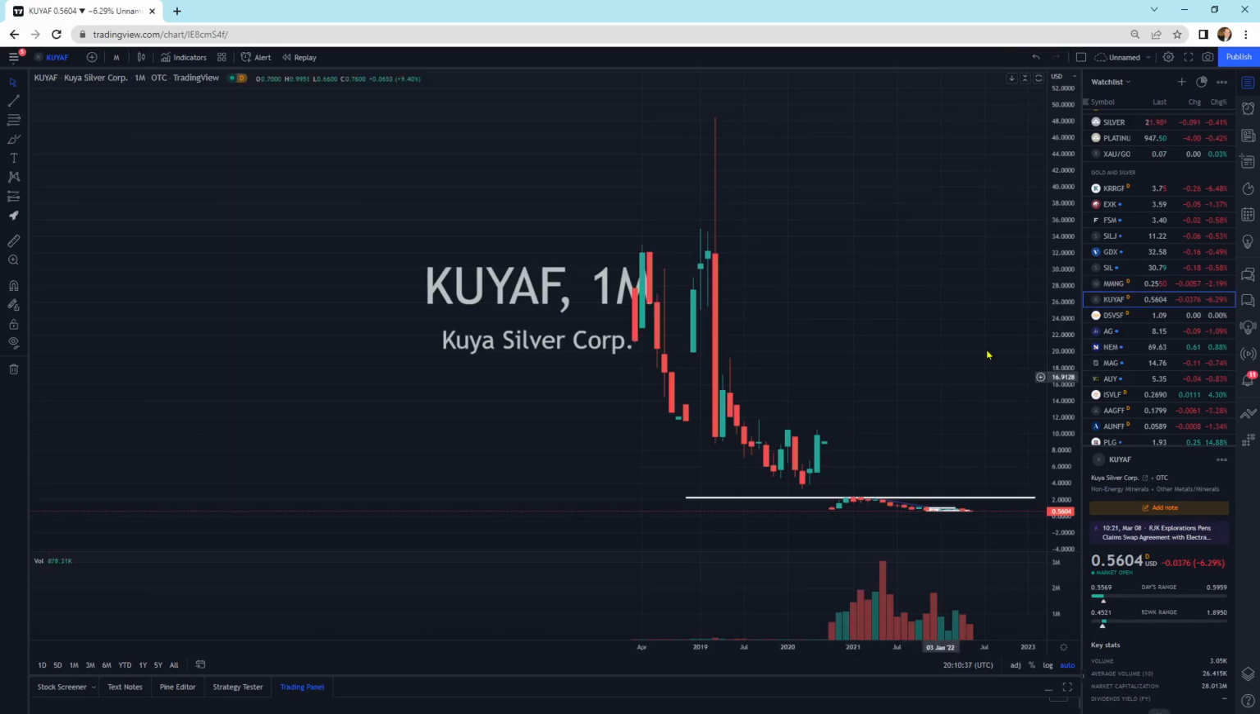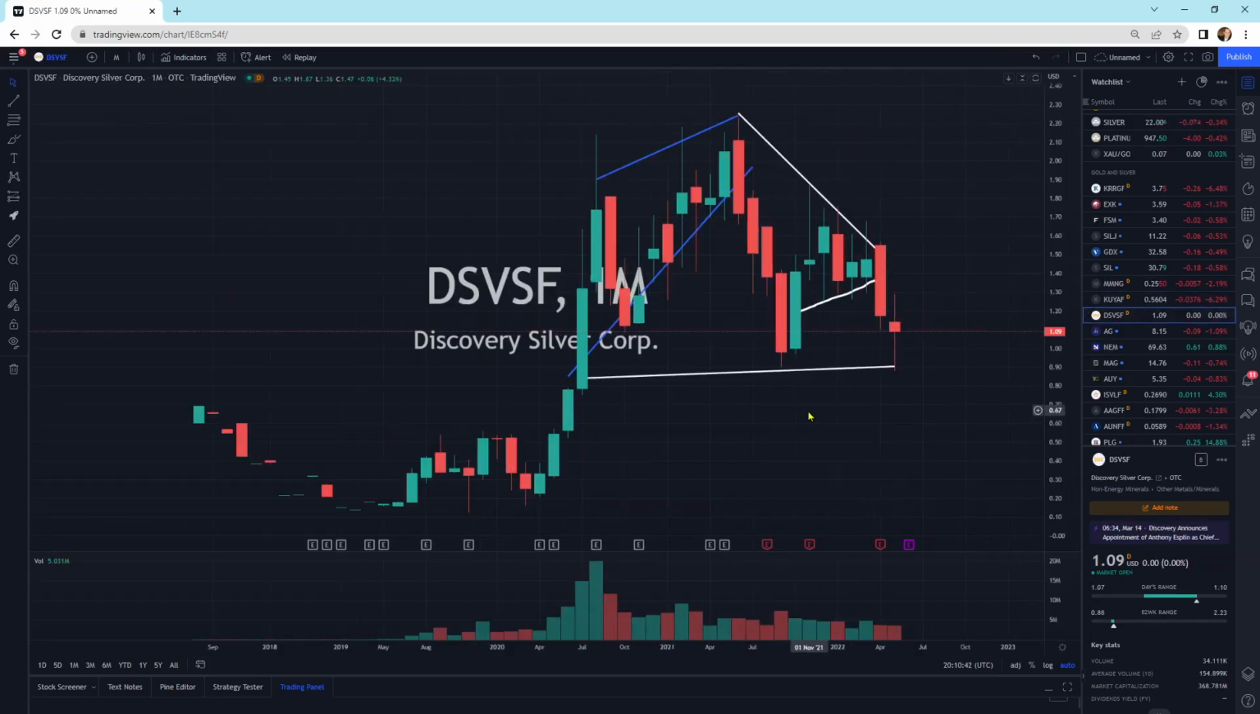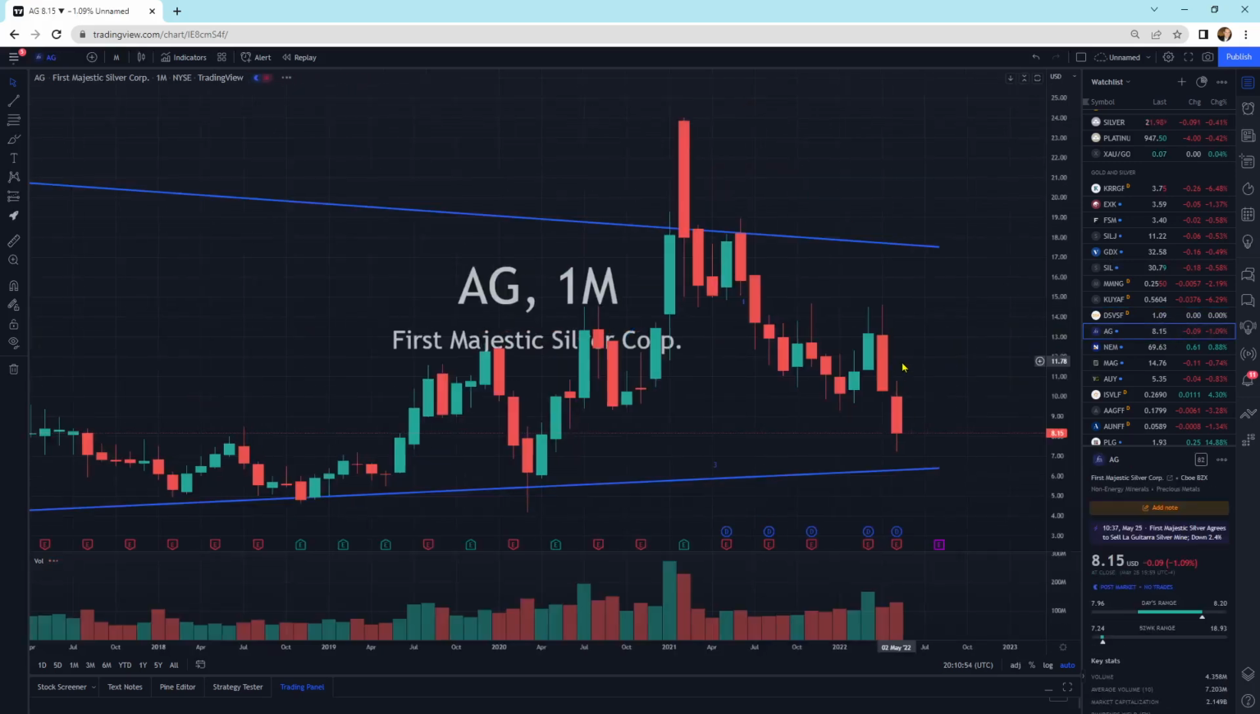Koya Resources, not much to really see there. Discovery Silver, there's the big picture view there. I don't know what this necessarily is. We had an increasing kind of wedge pattern that fell and broke to the downside. We are consolidating, and hopefully we can get some traction there.